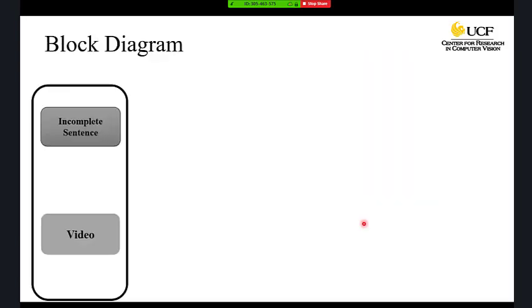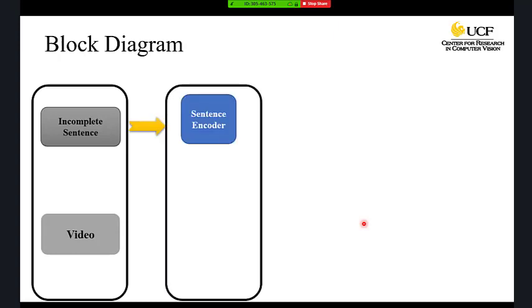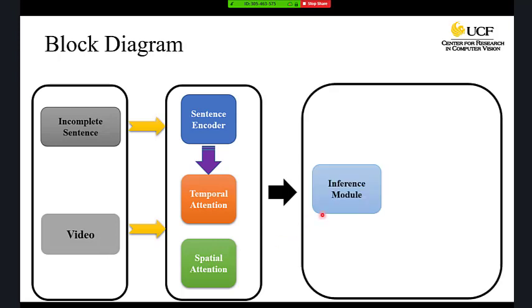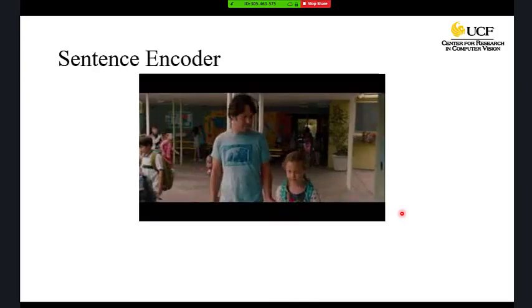So here is the block diagram. We have an incomplete sentence and a video. We pass the incomplete sentence into a sentence encoder, and also we encode the video with temporal and spatial attentions. And finally, we have an inference module that can give us the missing word. We're going to go through these modules one by one.